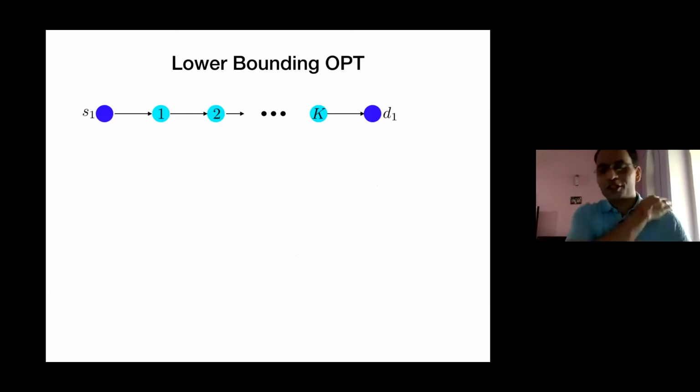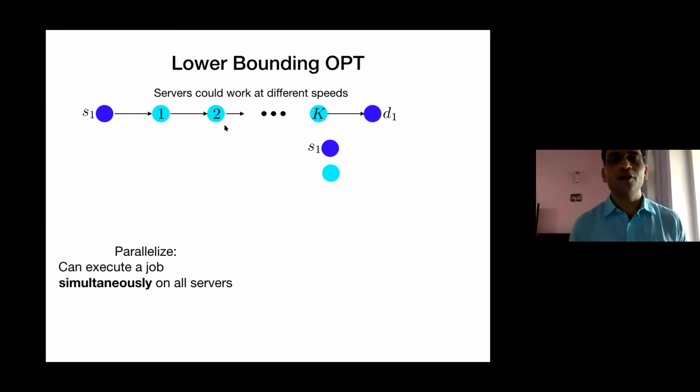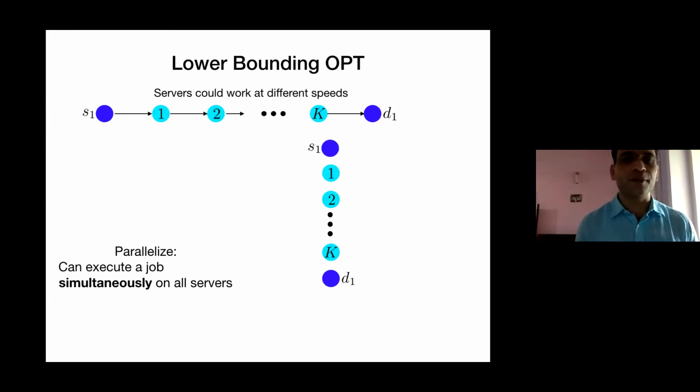So one point I should emphasize here, that lower bound in the OPT is actually non-trivial here, because even the OPT potentially could be working at different speeds at different servers. We don't know what it's doing. And if it is working at different speeds, it becomes harder to lower bound what the cost is going to be. So we make a very simple enhancement to the system.